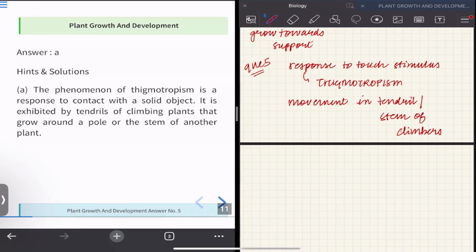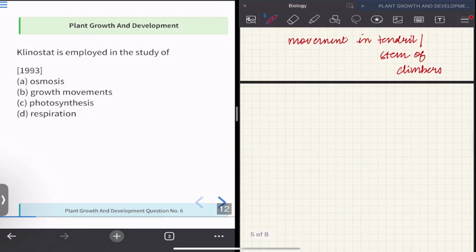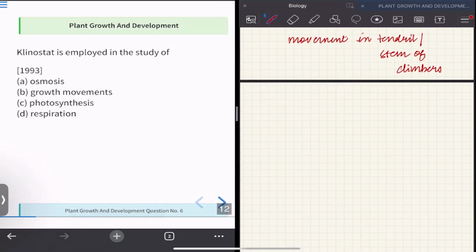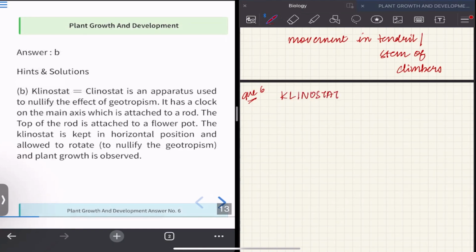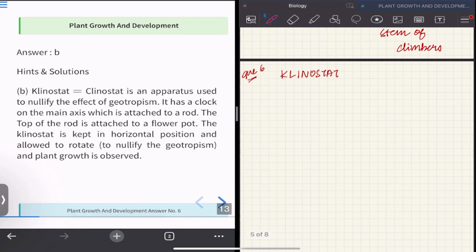Okay. So clinostat, question number 6, and it was asked in 1993, long ago. At that time, we used to have a different version of NCERT. There was much more information than we see right now. So they have asked clinostat. Let us know about clinostat. Clinostat is an apparatus which is used to nullify the effect of geotropism.